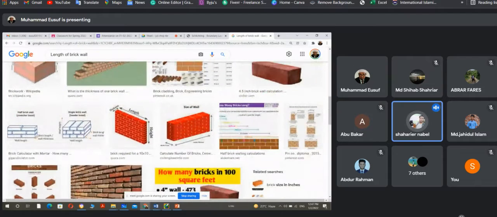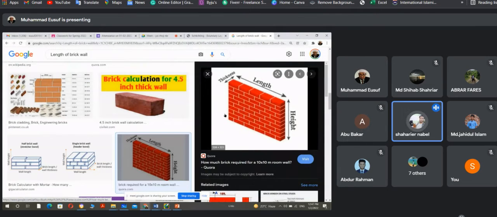Length is length. Look at this, this is length, this is height. It can be seen. Length and height. Now, do my two words sound the same to you? Why do you blame me?